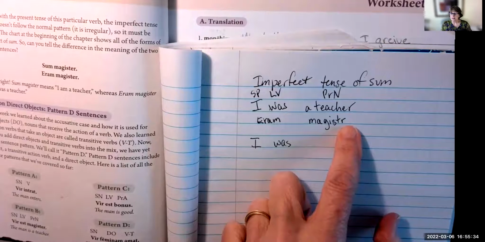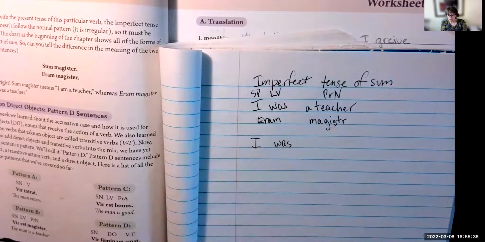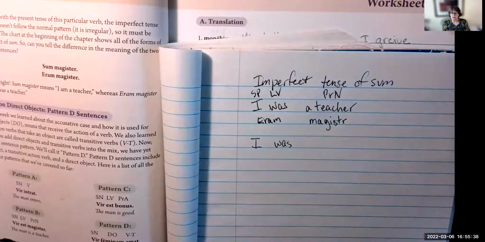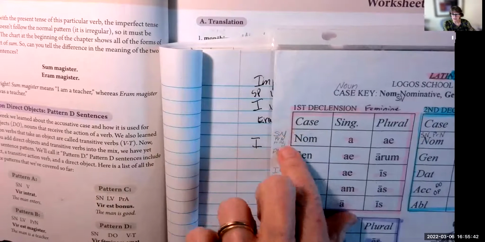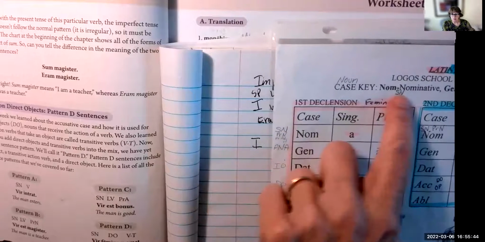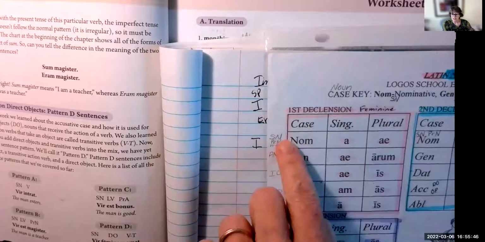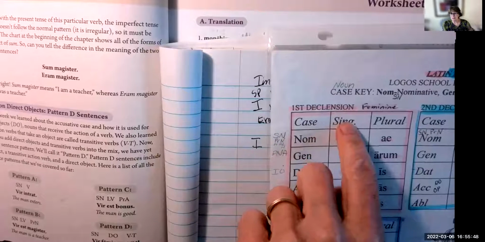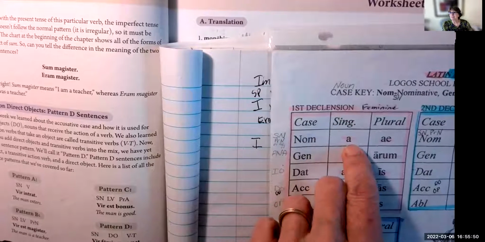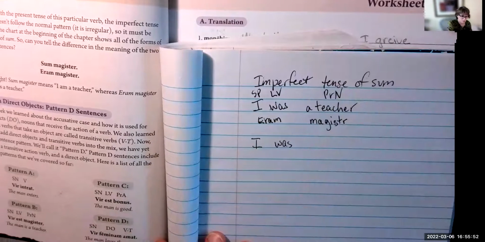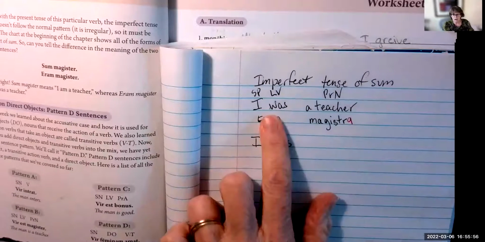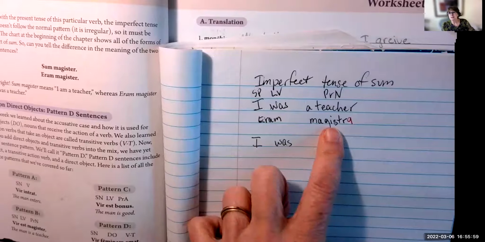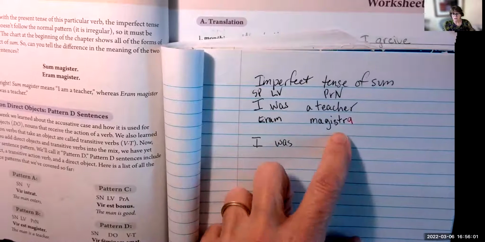And what's the ending? Well, the ending is going to be a predicate nominative ending. Now I'm female, so I'm going here for my ending. It said nominative, and I'm only one, I'm singular. So what's my ending? A. Exactly. You guys are brilliant. Okay. I was a teacher. I still am, but I was a teacher.